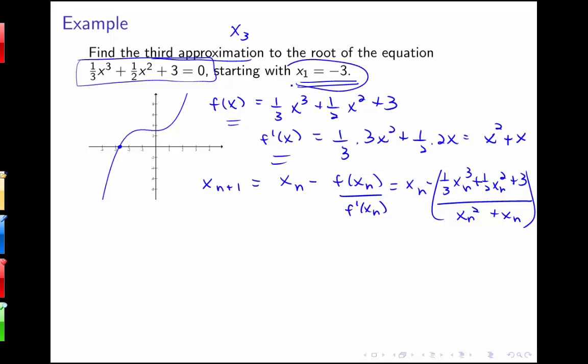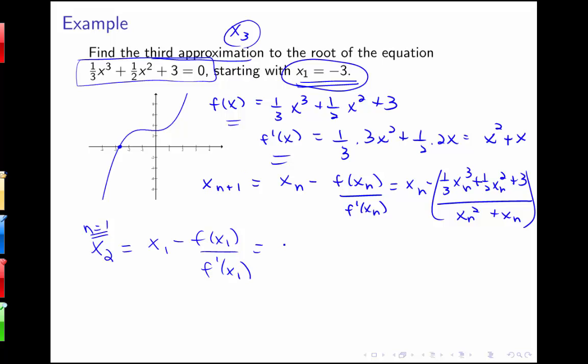So I have this formula now. To find x3 here, I'm going to have to find x2. So I've got x1 is equal to -3. So I need to find x2 next. Now x2 represents the case where n is being substituted with 1. So I have x2 is equal to x1 minus f of x1 over f prime of x1.